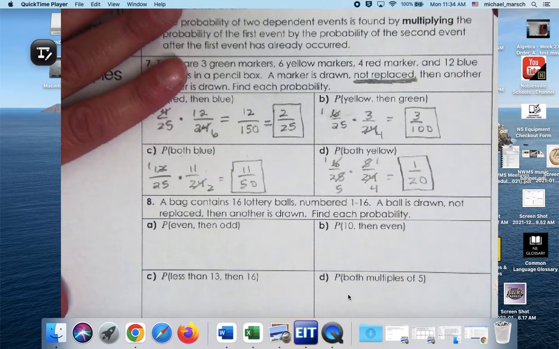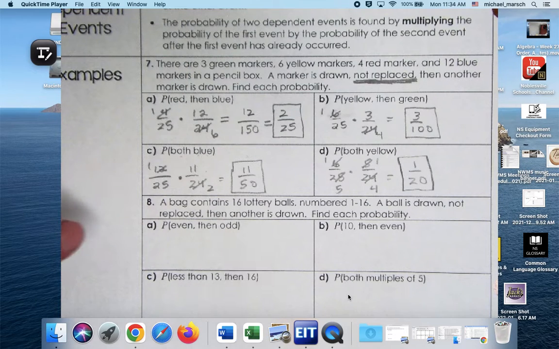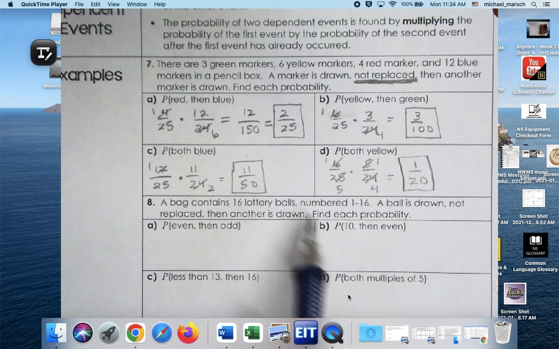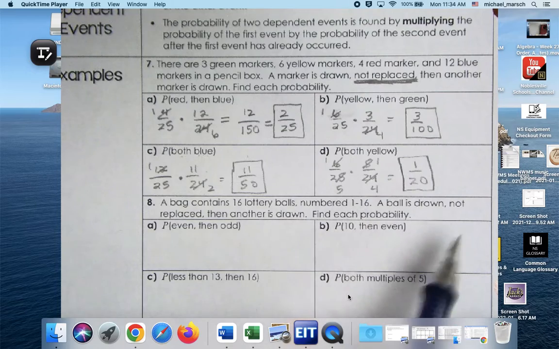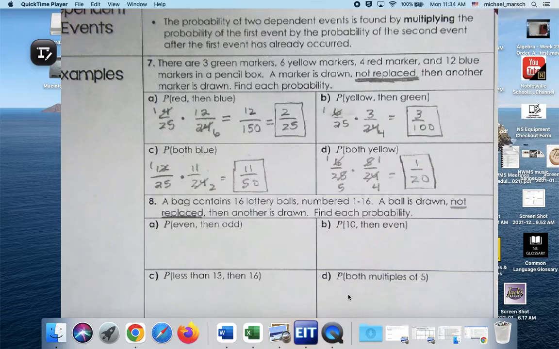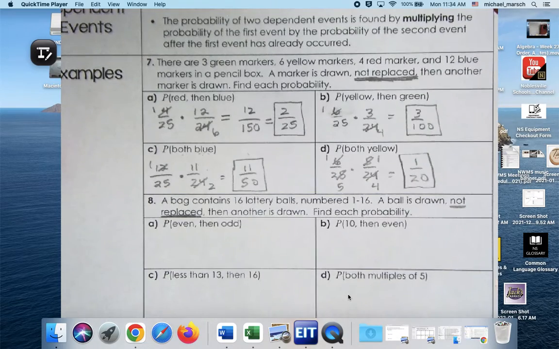Okay, now we have a bag that contains, have you guys ever seen Powerball drawing where they shoot the little ping pong thing out that has the number on it? Kind of like bingo. They spin it and they draw one, or they have one that just shoots it up like a tunnel. Okay, so we have 16 ping pong balls numbered 1 through 16. One is drawn and not replaced. Underline that, highlight it, whatever you need to do to draw your attention to the not replaced situation.